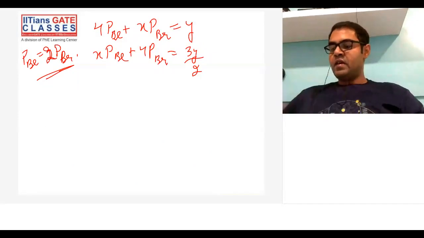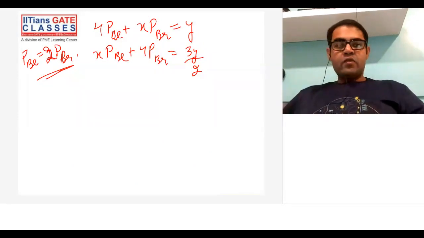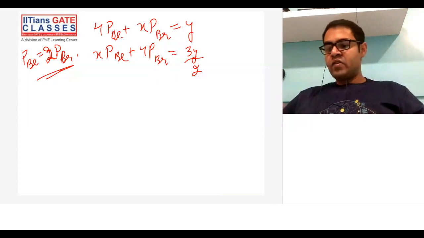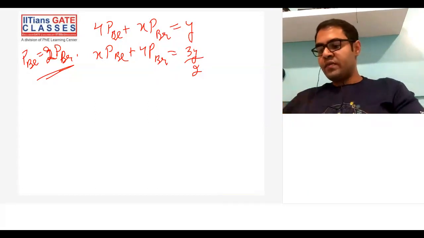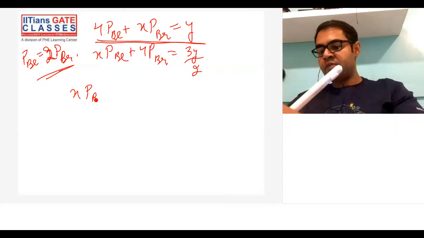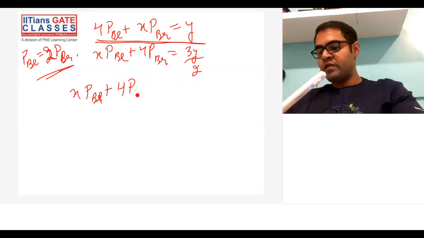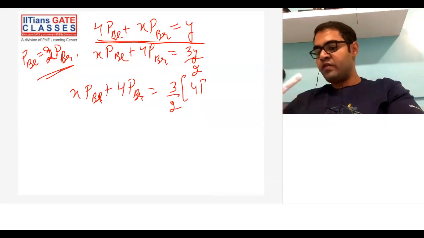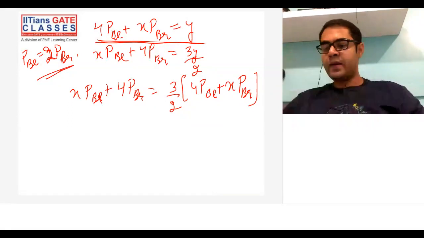So now all you have to do is solve this. What I'll do is I'll use this thing to replace Y over here. So that means X pair of black socks plus 4 pair of brown socks is equal to 3 by 2 times of this guy, 4 price of BL plus X price of BR. Now I have another equation.